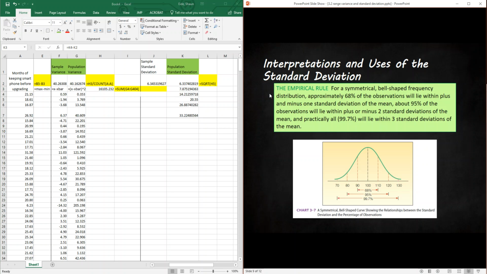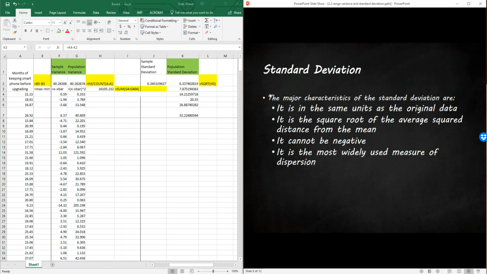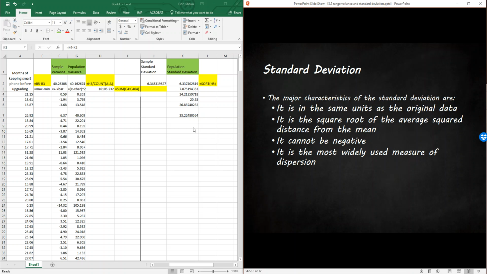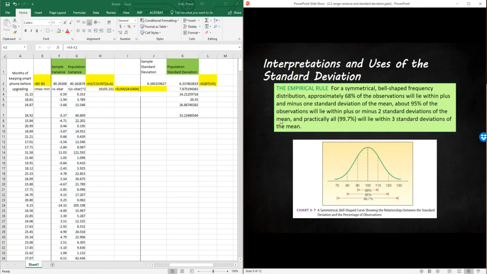Going back, I kind of skipped over something a little bit earlier. Standard deviations cannot be negative. They cannot be negative. And then also, it's the most widely used measure of dispersion. So if you're going to use something, use standard deviation. Very few people use variance. Range isn't used nearly as much, but the standard deviation is used throughout almost everything that we do. Okay. And if you want to add one more, hold on.